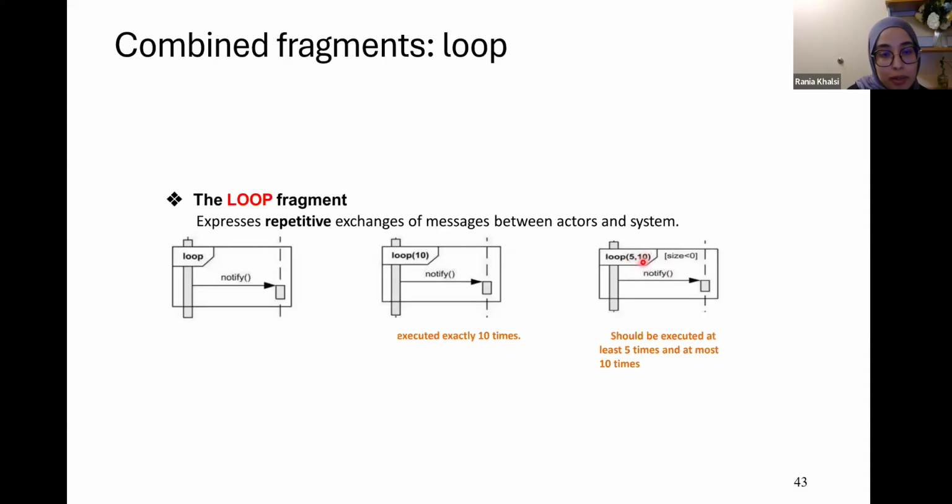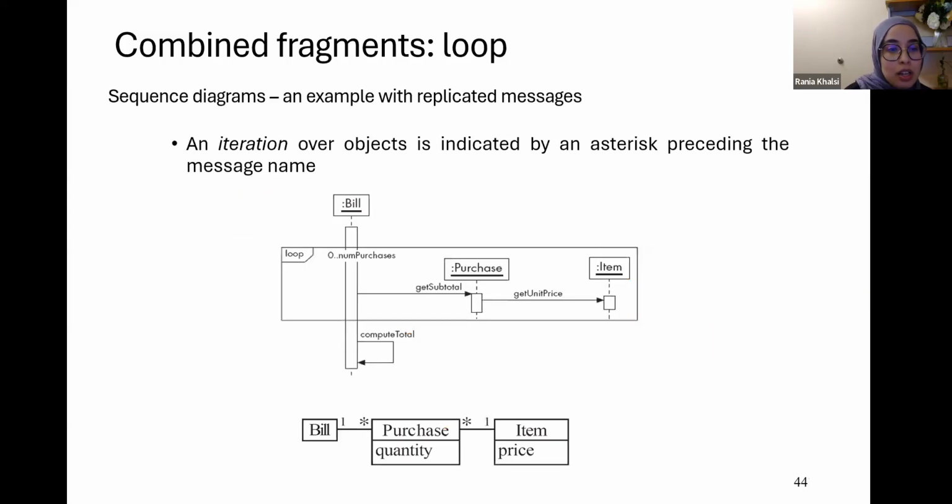Or we can mention in the loop the lower bound and the upper bound, which is the minimum and the maximum. So this loop should be executed minimum 5 times and maximum 10 times, okay? Here is probably an example of a loop. So here we have this iterating over the objects n times. So this is just an example if you want to add iteration in your sequence diagram.